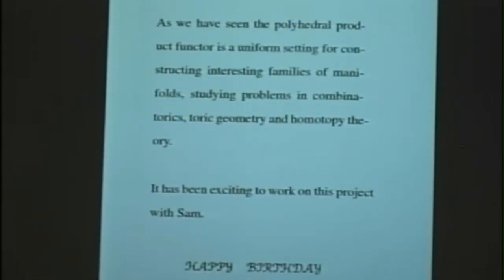So we have seen that the polyhedral product functor is a uniform setting for constructing interesting families of manifolds, studying problems in combinatorics, geometry, toric geometry, and I like to think some classic homotopy, stable homotopy theory. And I have to say it's been very exciting working with Sam. Thank you for that, and happy birthday.